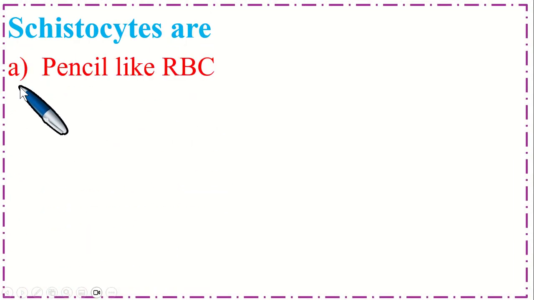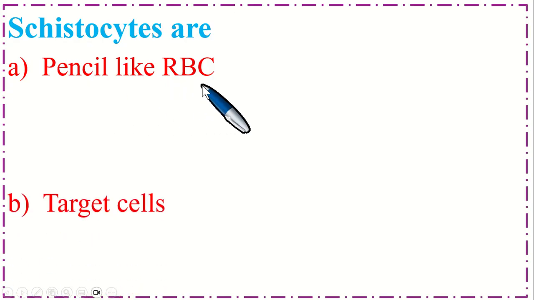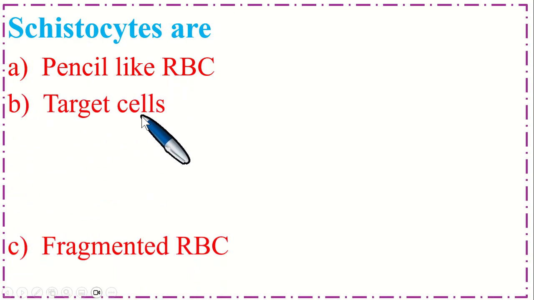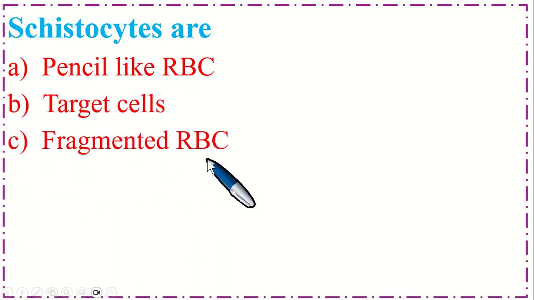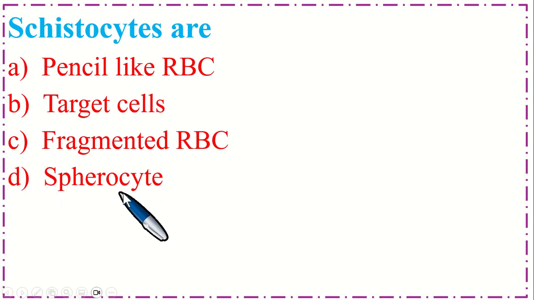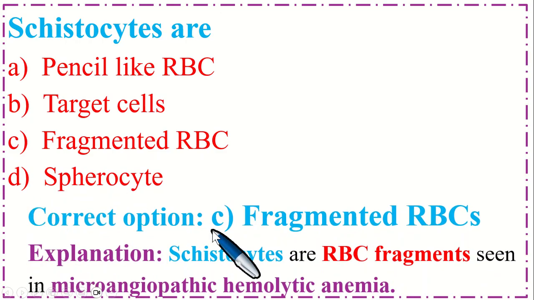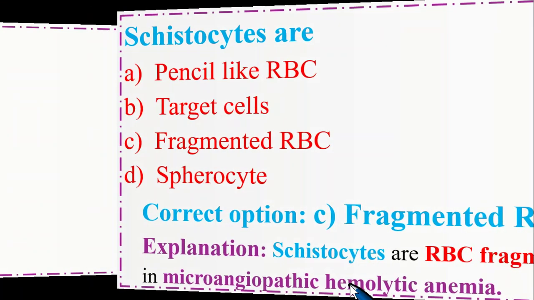Cystocytes are: option A, pencil-like RBCs; B, target cells; C, fragmented RBCs; and option D, spherocytes. So the correct option is C, fragmented RBCs. Explanation: cystocytes are RBC fragments seen in microangiopathic hemolytic anemia.